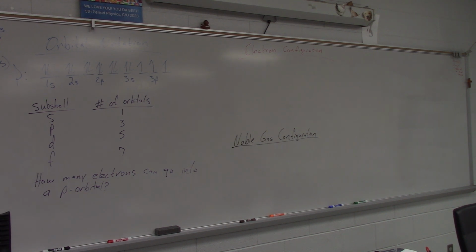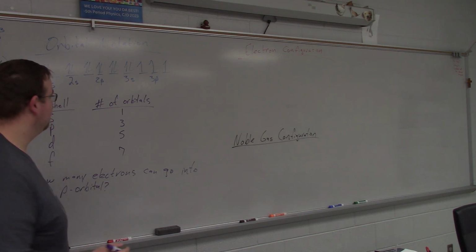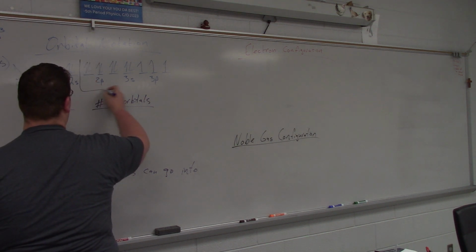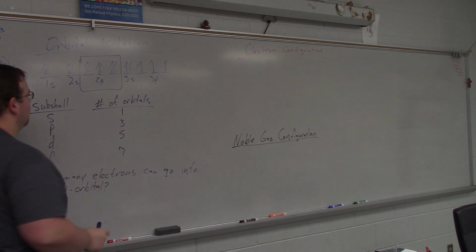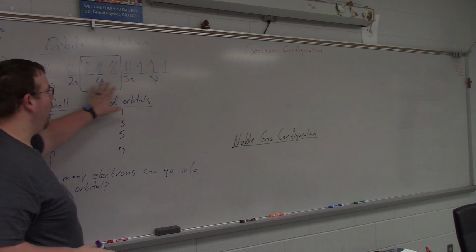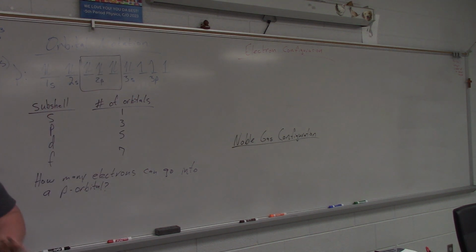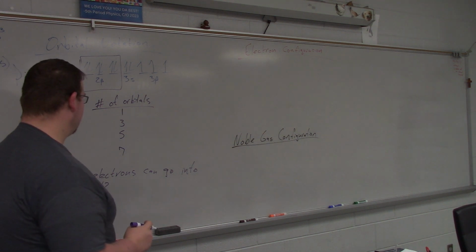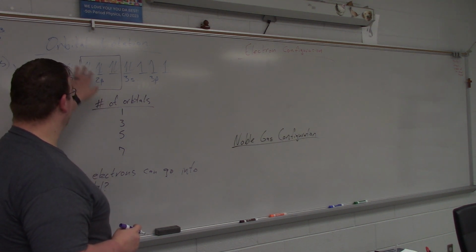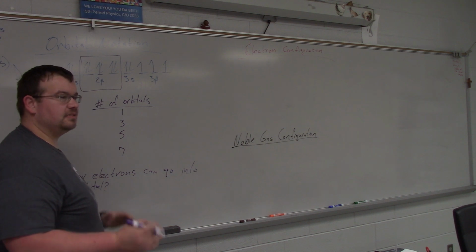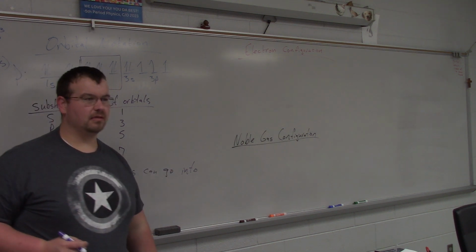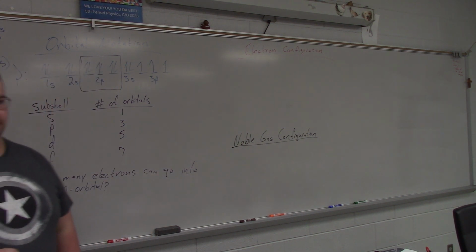This is the reason it's a trick. And I knew the kids were going to miss it, and everybody did. This is why. This whole purple box is the 2p subshell. Everybody said six, because they thought one, two, three, four, five, six. Six electrons going to p. But that's the subshell.